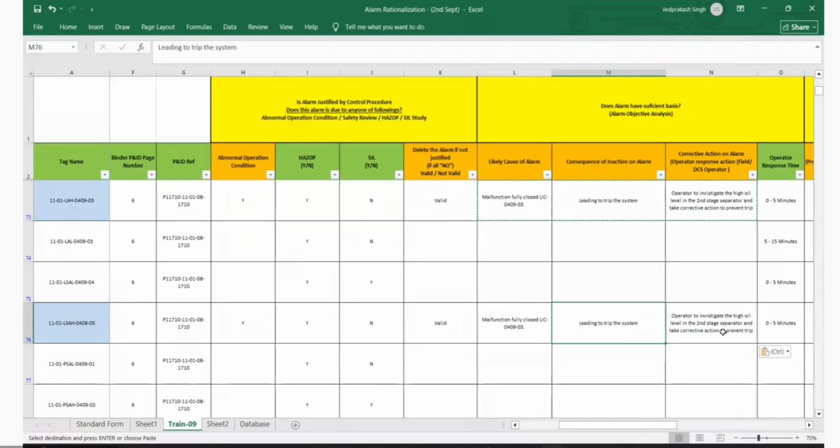Prevent. Now it is a trip. Yeah, it's already a trip. Restart. So the consequence is not this one, right? Because it's already a trip. Yeah, now to restart. I said to restart. No, no, the consequence of the inaction. Consequence is production loss. Yeah.